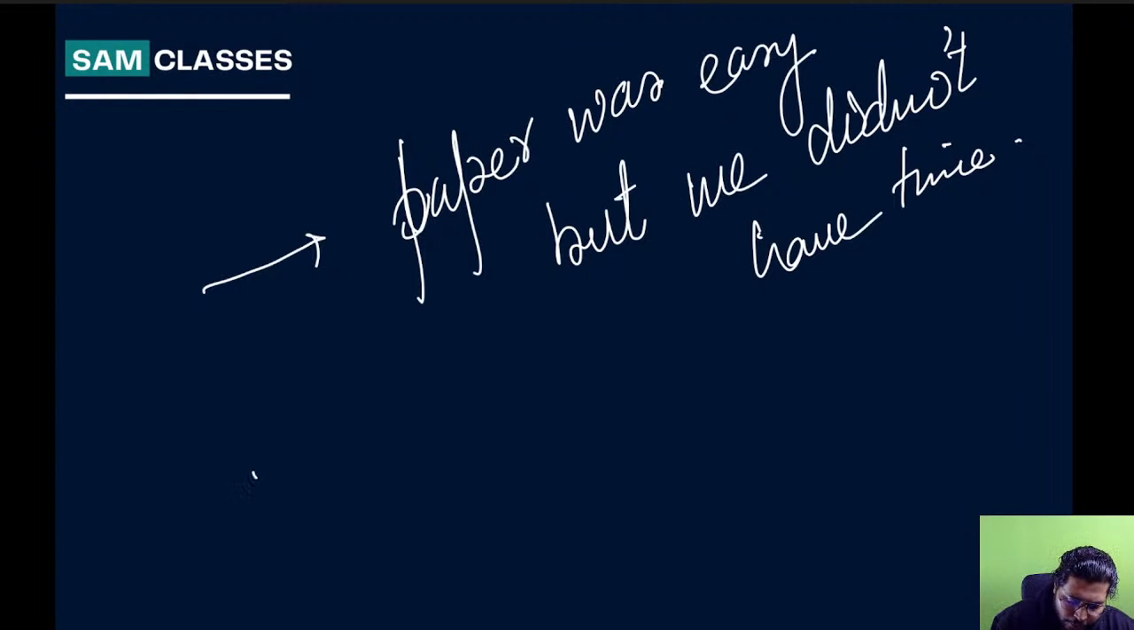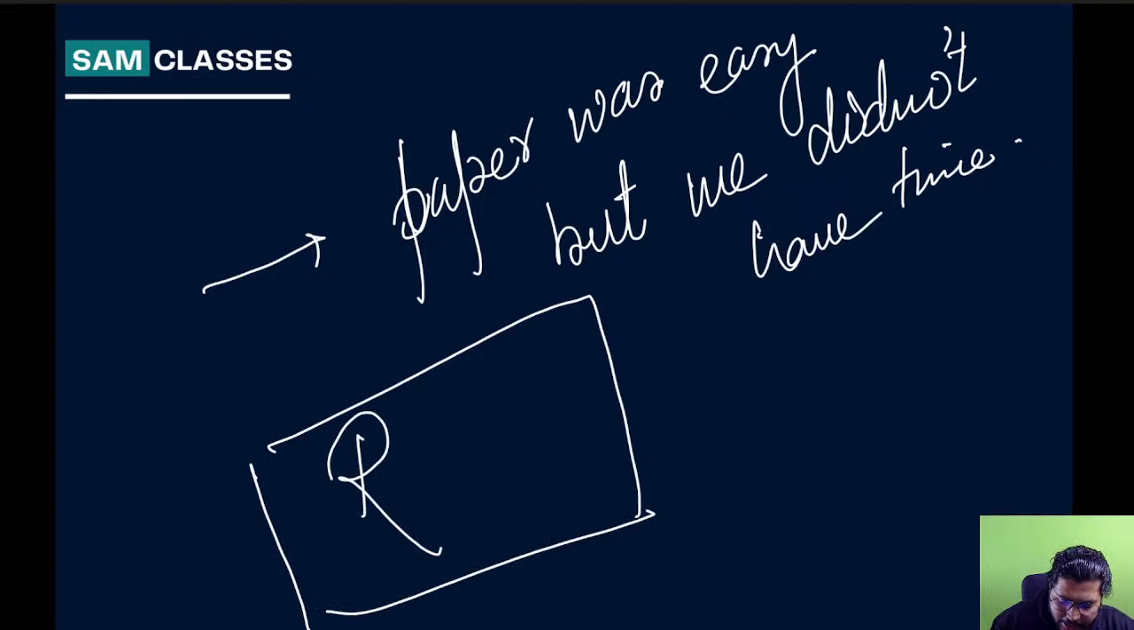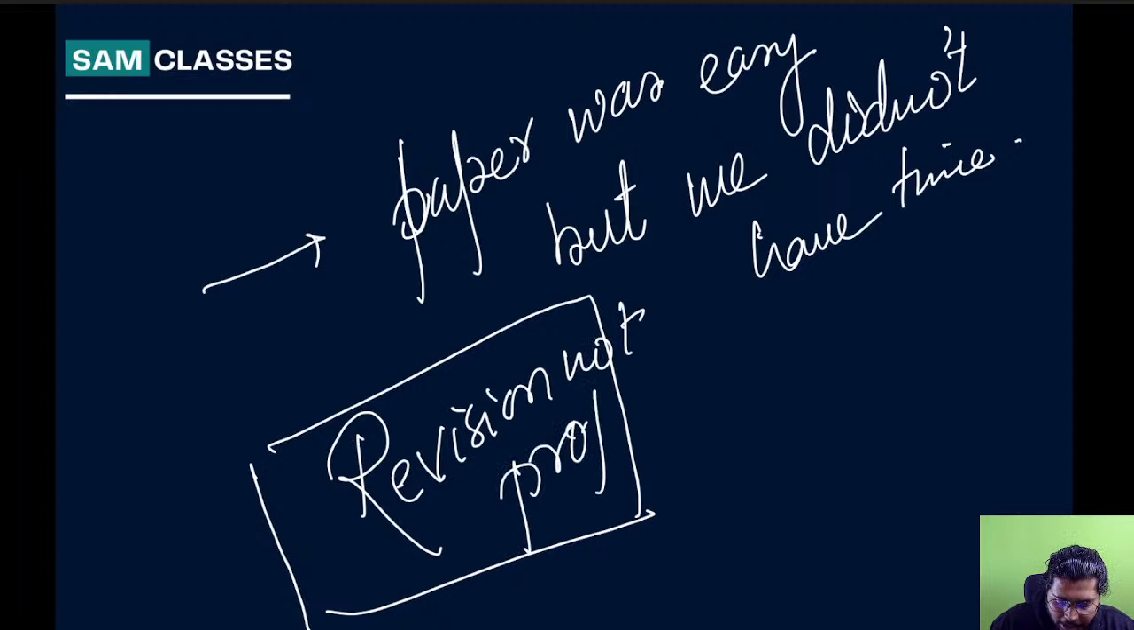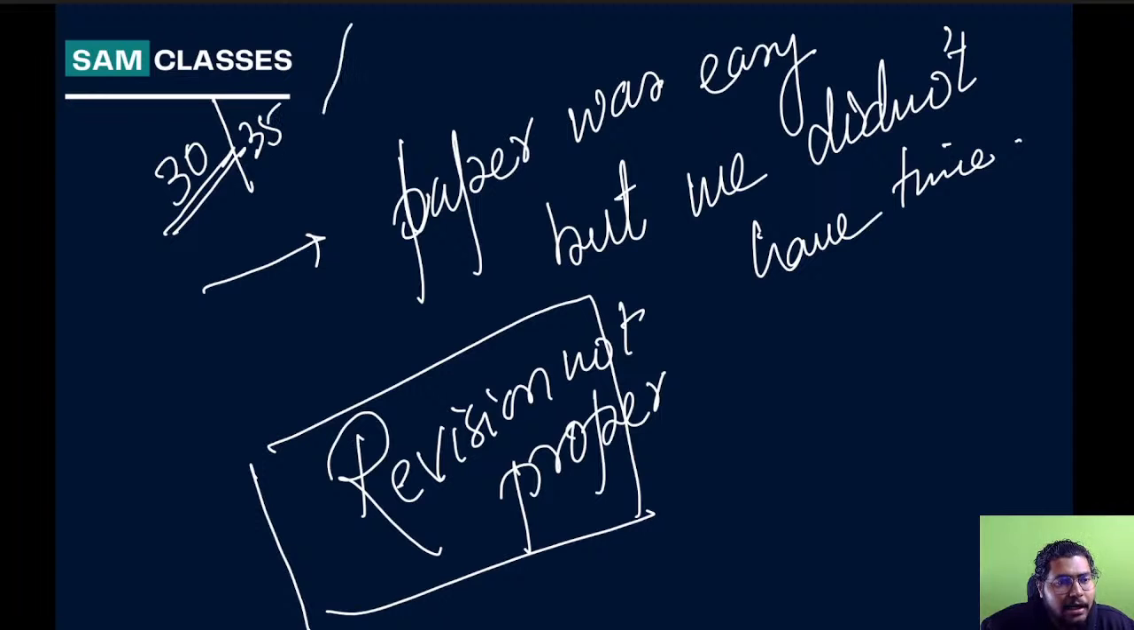The main reason for this is revision not proper. If I haven't revised a chapter very properly, what happens? If I start solving from that chapter, it becomes very difficult to recollect very fast. So I become slow. The moment I become slow, my timeline is per question 45 seconds to max 60 seconds. The moment I'm taking 1.5 minutes, 2 minutes, 3 minutes, I won't have time to solve all of it. So maximum I'll be able to solve 30 to 35. My rank will go down even if I know the whole paper.